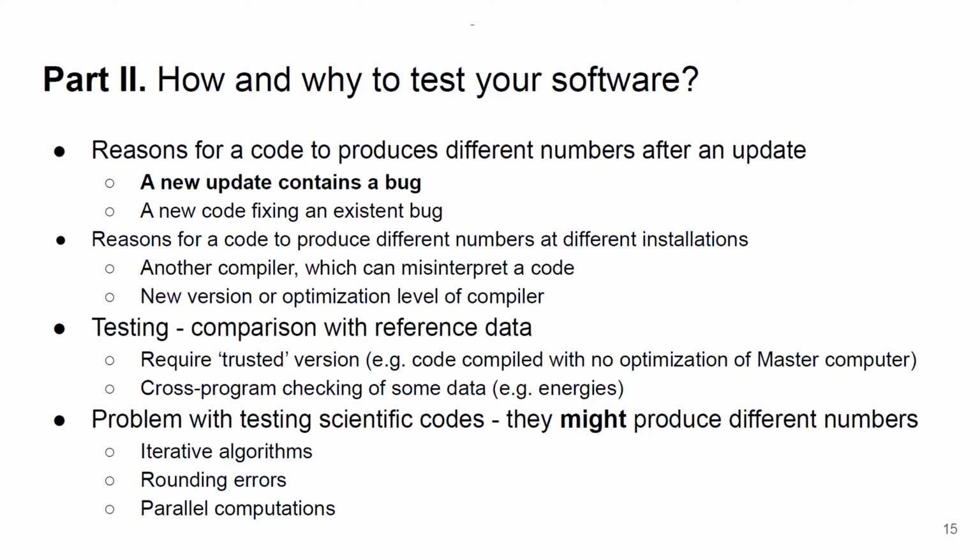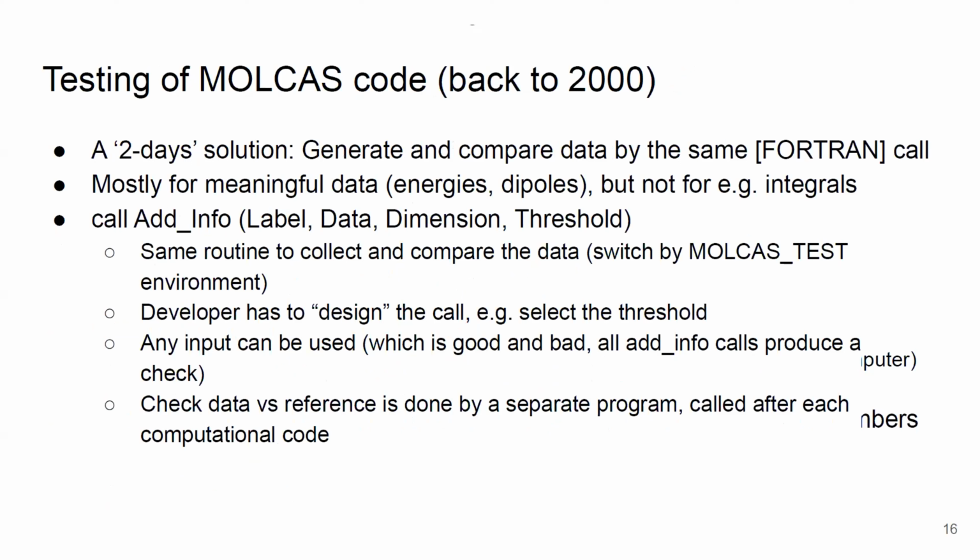So you have some reference numbers made on some non-optimized version on some very specific computer and so on. And then you can compare these numbers. Sometimes, if you're lucky, you can do some cross-program check, for instance, to check energies computed by one program and another program.